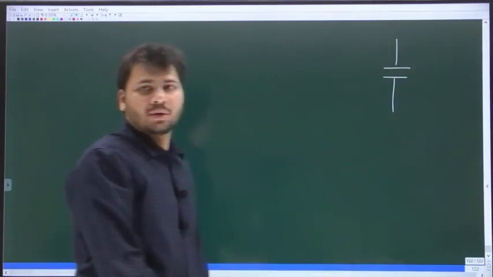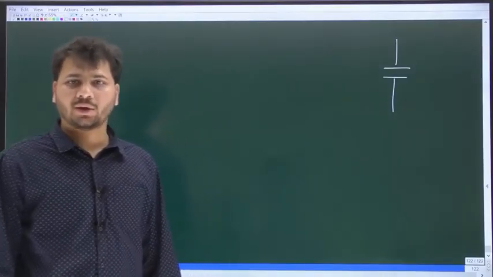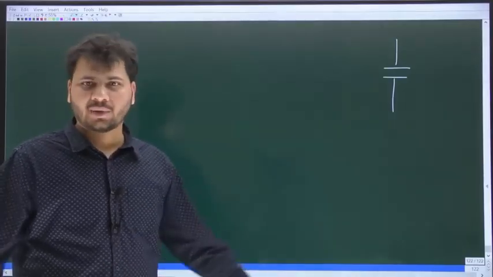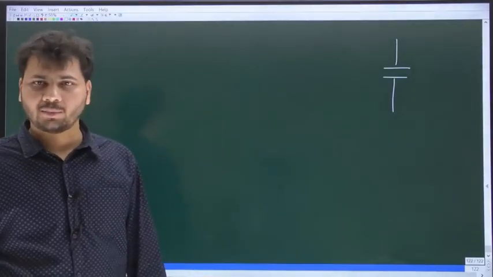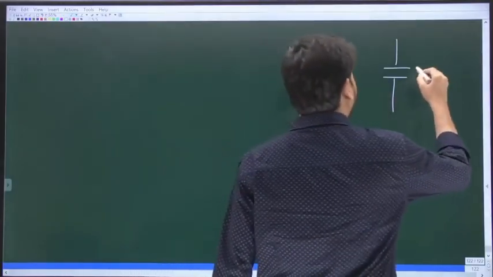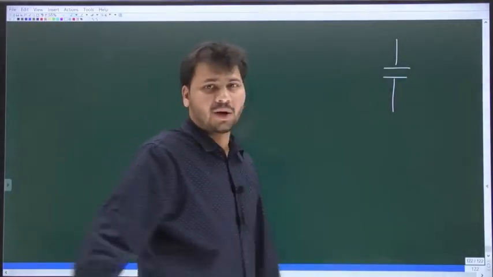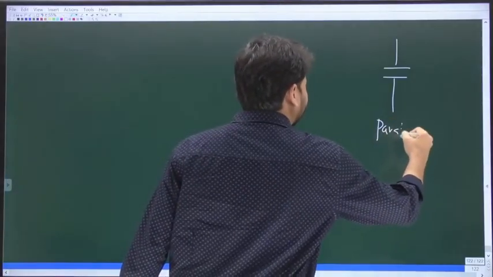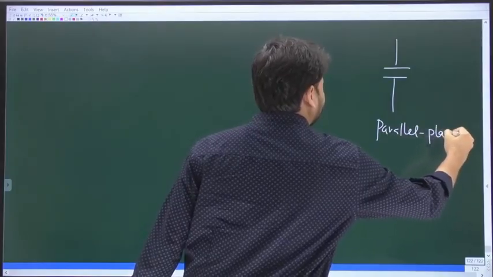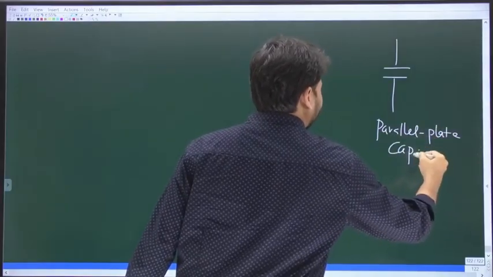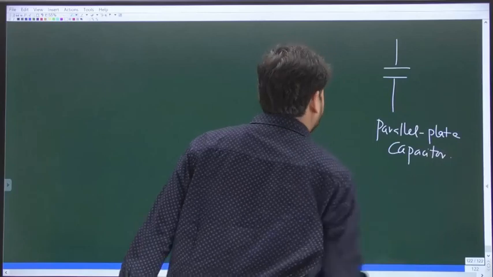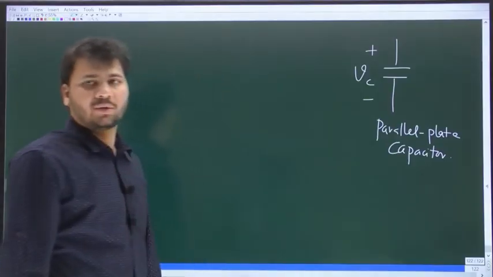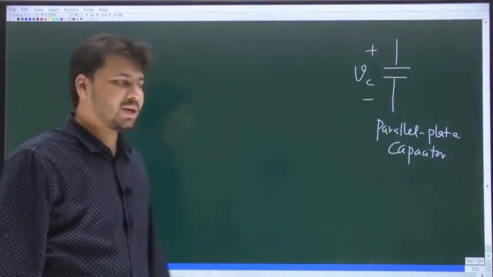So all of you know, this is the circuit symbol for a capacitor. Just like for a resistor, you have a symbol, even for the capacitor we have a symbol. And this is the schematic symbol for a capacitor. Let it be a parallel plate capacitor, and let Vc be the voltage applied across the capacitor.